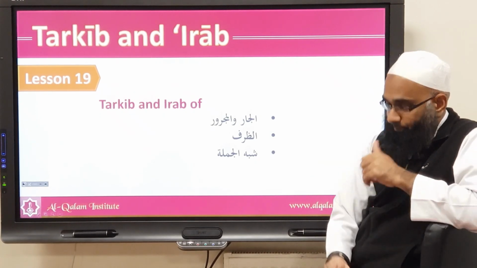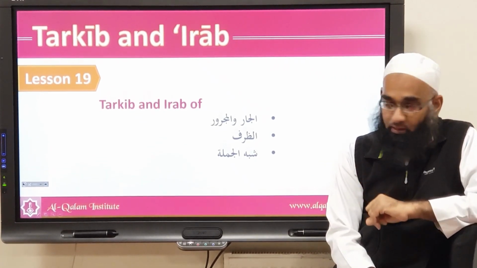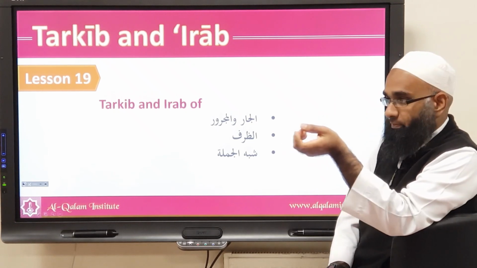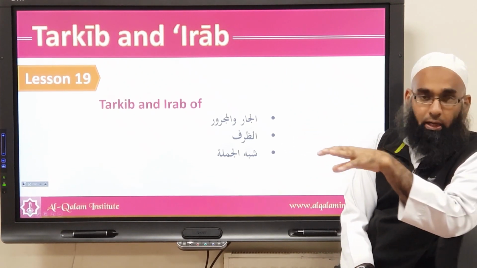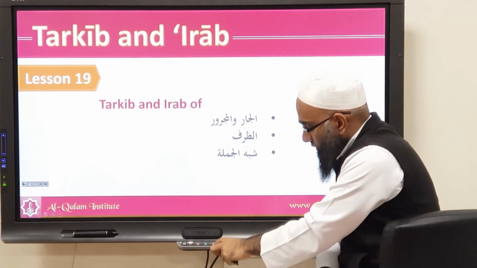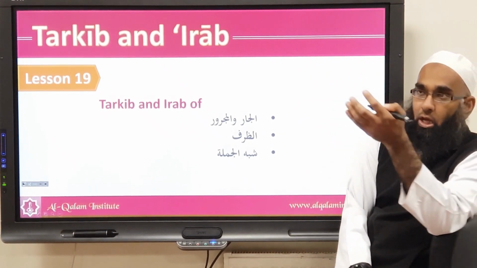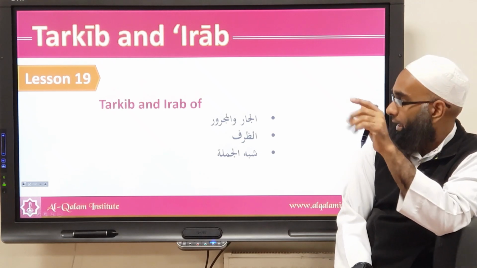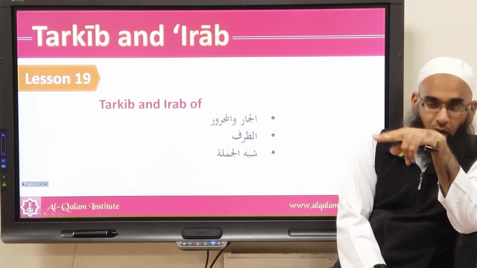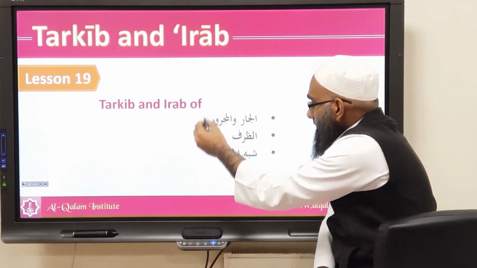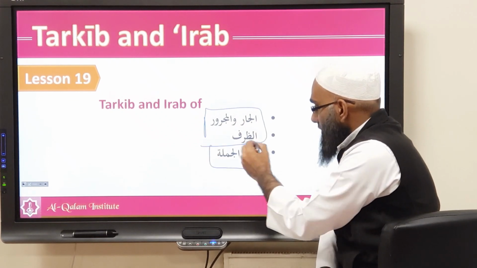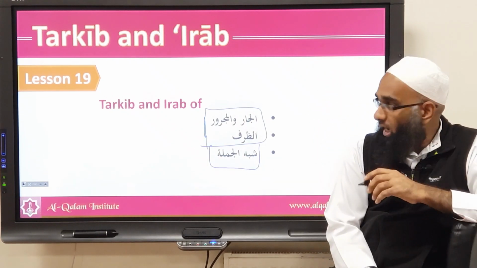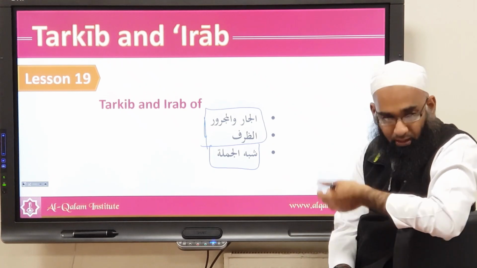Bismillahir Rahmanir Rahim. So now we're discussing jar majroor, the zarf, shibhul jumla, the i'rab and tarkib of these. First of all, you have to remember that jar majroor and the zarf are both called what? Shibhul jumla, right? A jar majroor and the zarf are called shibhul jumla.